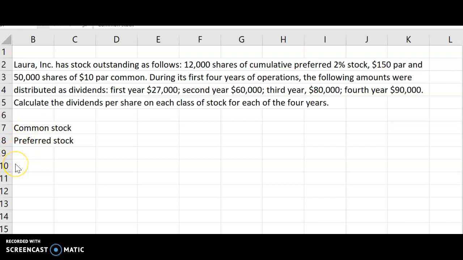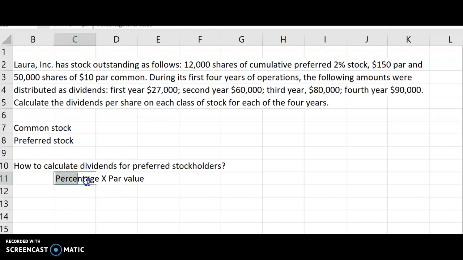The first thing we have to learn is how do you calculate dividends for preferred stockholders. So you have to be given the numbers to do this. So this is what you're going to be given. You're going to be told a percentage and you're going to be given a par value. And you're going to be told the number of shares, or at least given a way to calculate the number of shares. So anytime I have a paragraph, I like to take the important pieces of information and just put it down separately. Okay, so it says I have 12,000 shares of cumulative preferred 2% stock, $150 par, and then it stops there because the rest is going to be talking about common stock.